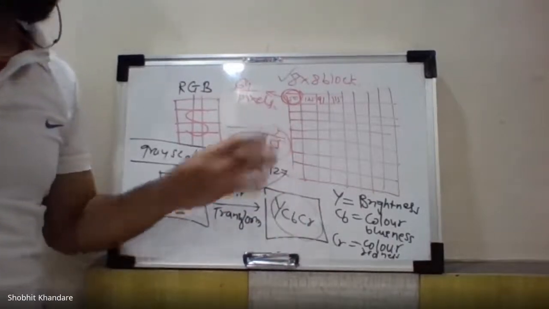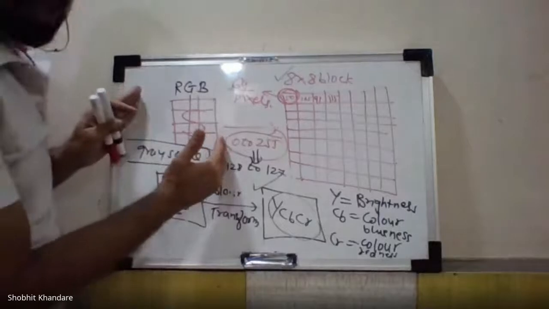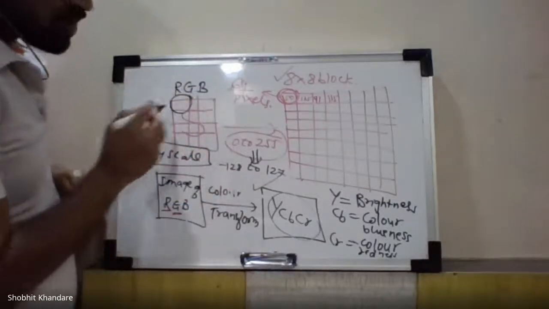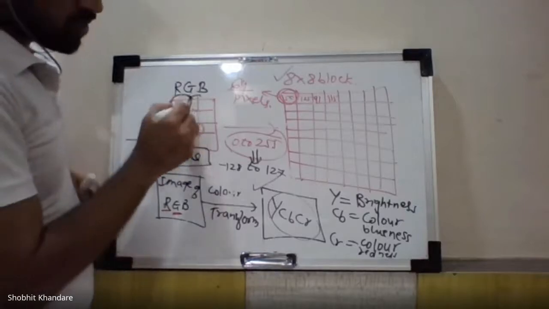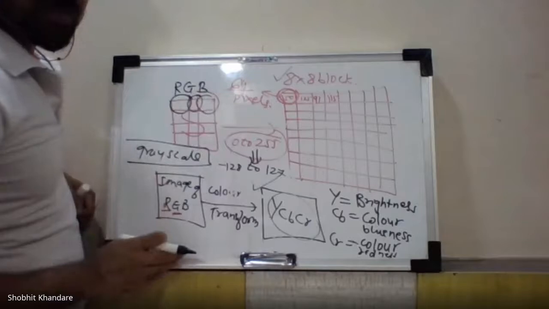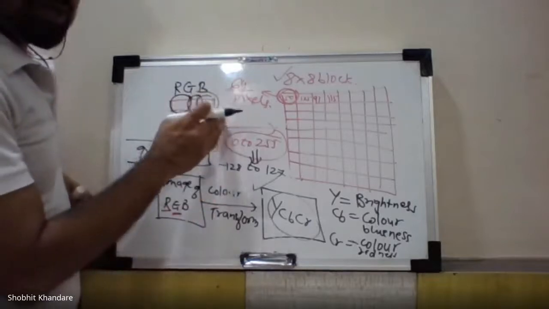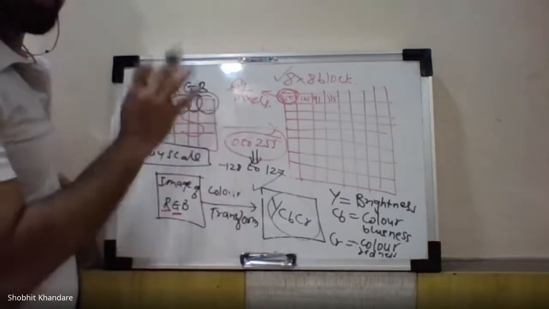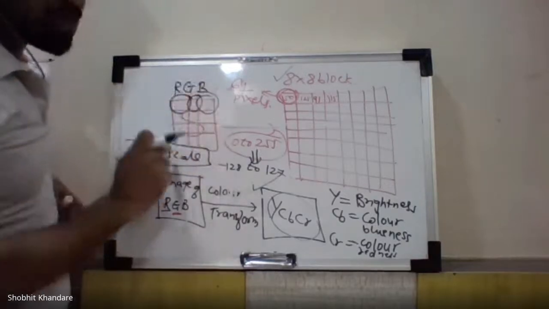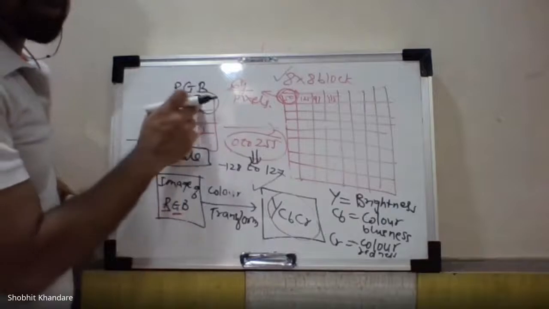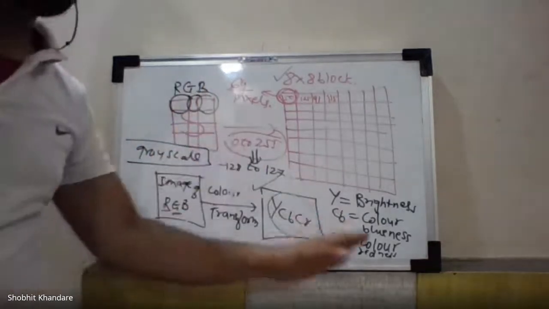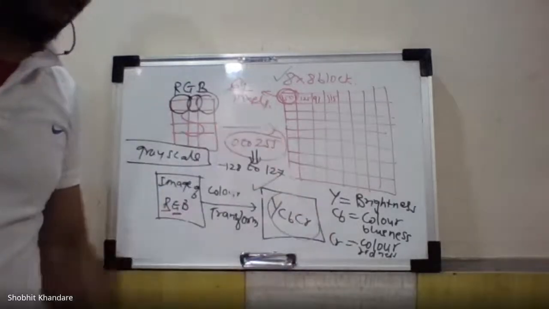If I'm having a bigger image, then this particular block will be of 8 by 8. This block is of 8 by 8. This block is of 8 by 8. So I need to divide the image into 8 by 8 blocks. I have to subdivide the image into 8 by 8 blocks. This is the pre-processing before I apply the DCT.